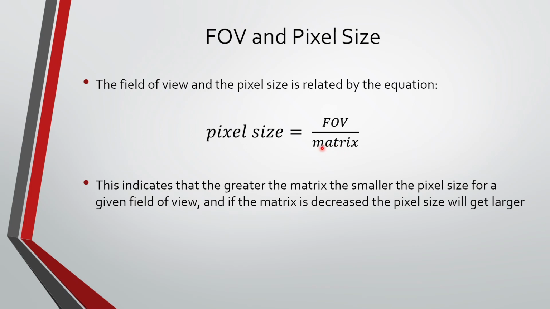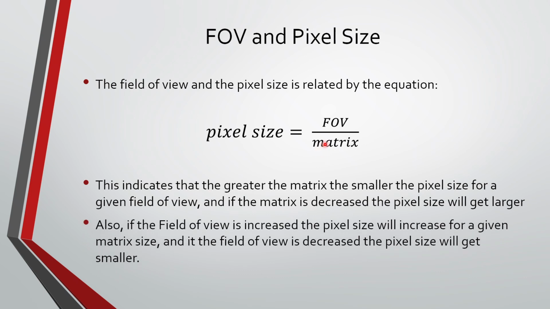So if the matrix becomes less, like there are fewer pixels across, and the field of view stays the same, then the pixel size must be larger. Also, what we can infer from this equation is that if the field of view increases, the pixel size will increase when the matrix size is stagnant. And if the field of view decreases, the pixel size will get smaller, without the matrix size changing.